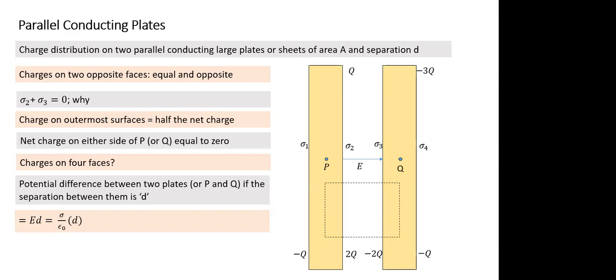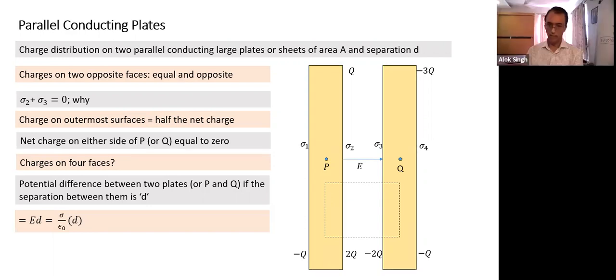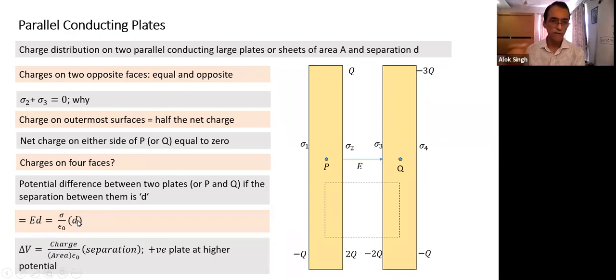Conducting plate, or we can say the two of them. There's sigma here, there's minus sigma here. Both are creating field in the same direction, so it adds up to sigma by epsilon naught. Into d, I can write the potential difference. Charge divided by area is sigma, so sigma is the charge on the surface divided by area, into epsilon naught into separation.